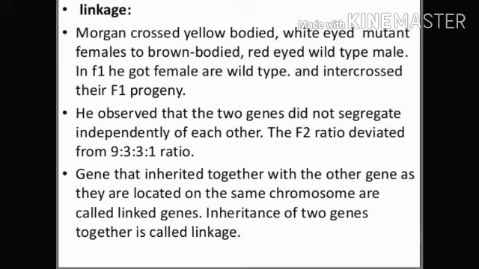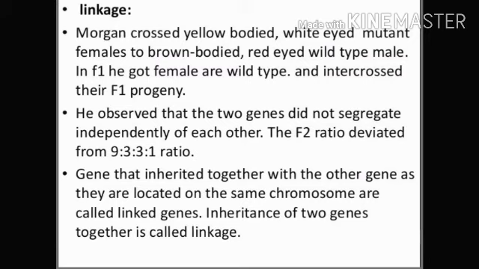We already discussed in the previous lecture that when we intercross the F1 progeny in a dihybrid cross, we normally find a 9:3:3:1 ratio. But in this case, he observed that the two genes did not segregate independently of each other. The F2 ratio deviated from 9:3:3:1.